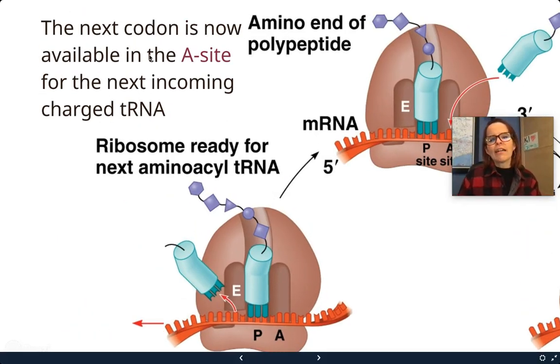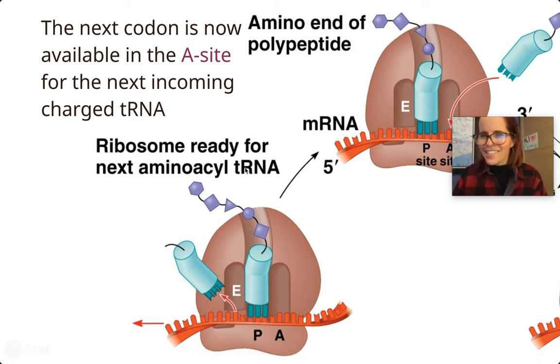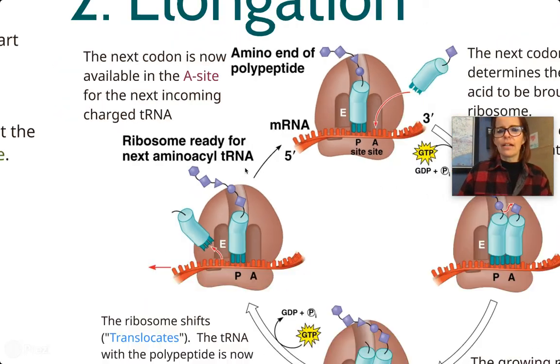The next codon is now available in the A site, so notice that it's available for the next incoming charged tRNA. The ribosome is ready for the next aminoacyl tRNA, which is the charged tRNA. It's ready for a charged tRNA. All right, we are done with that.